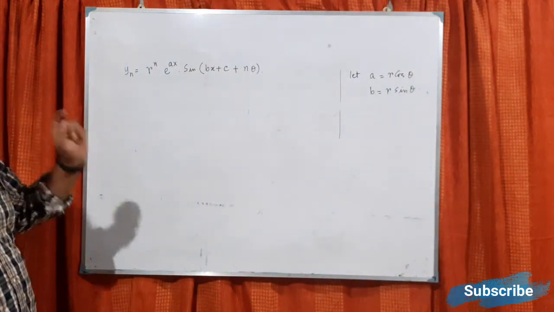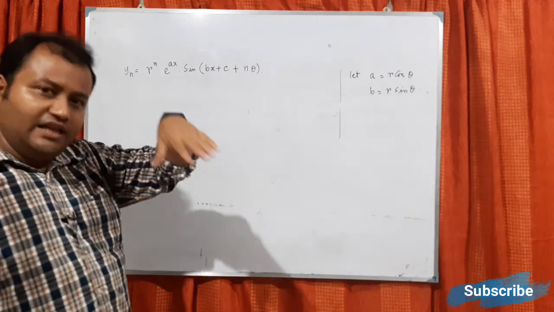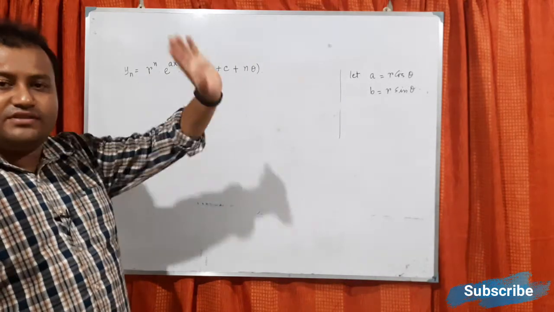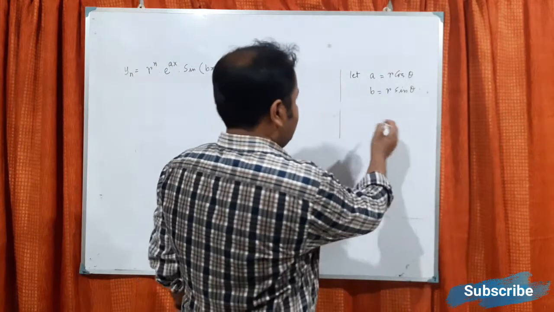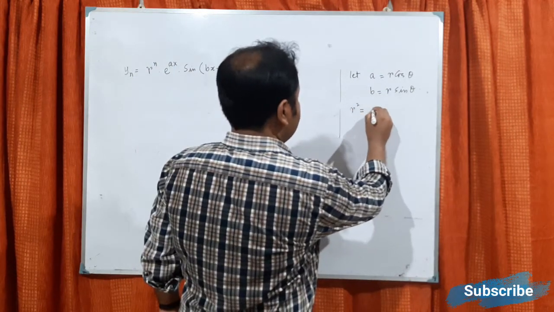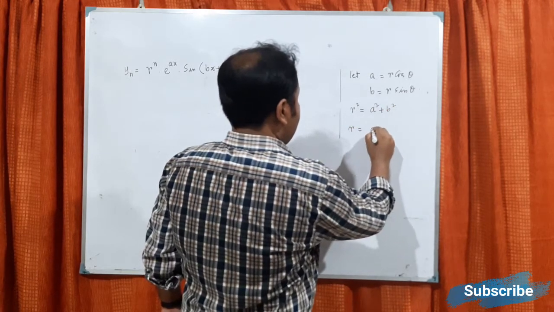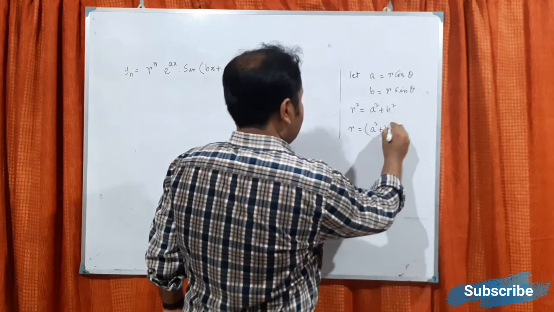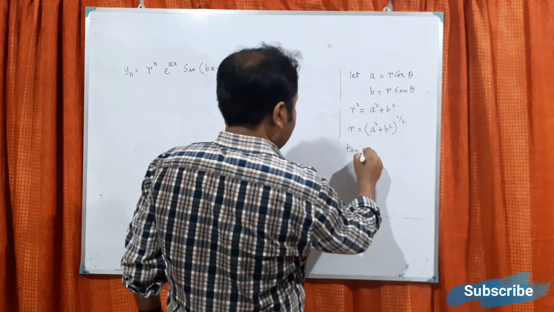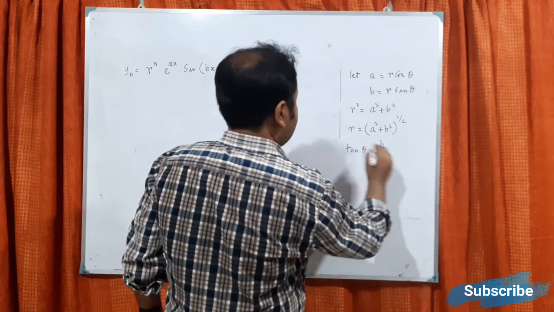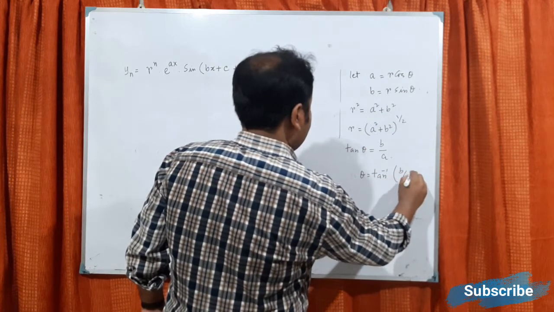Okay. Now the problem is almost over, but actually you see, in the original problem, r value and theta value were not given to you. We assumed these values. So from here, what is r? I can write r square equals a square plus b square. So r equals (a square plus b square) to the power half. And if I just divide, it will be tan theta equals b by a. So theta equals tan inverse b by a.